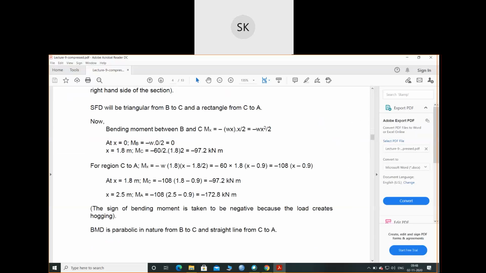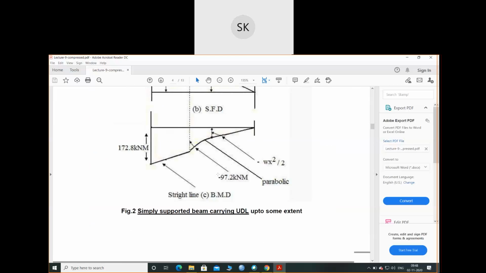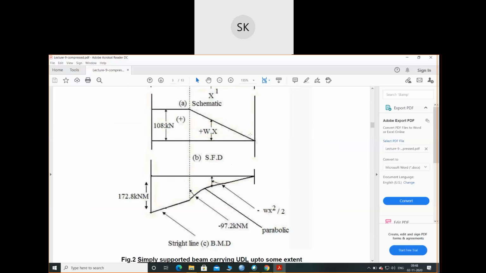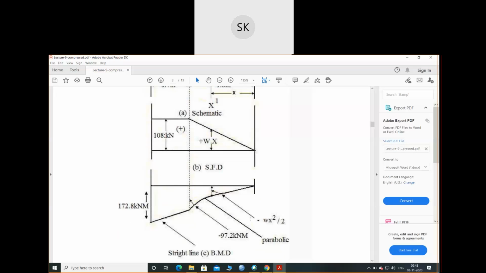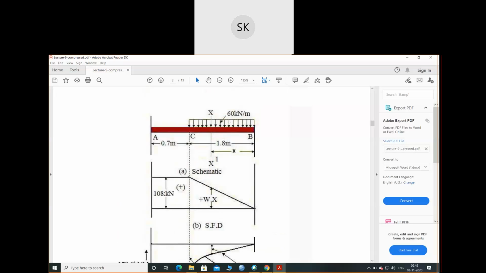At x equals 1.8 meter this is the moment value, and at x equals 2.5 meter this is my moment value. Simply put the values and join the lines. This will be your shear force diagram and this will be your bending moment diagram. This is a straight line as there are no loads, and this is parabolic because of UDL. Wherever UDL is present, your bending moment will mostly be parabolic.